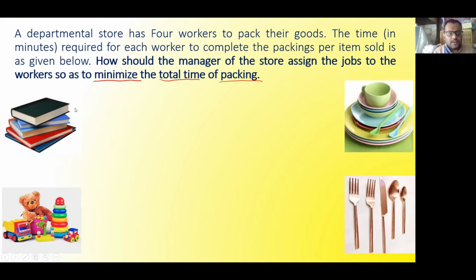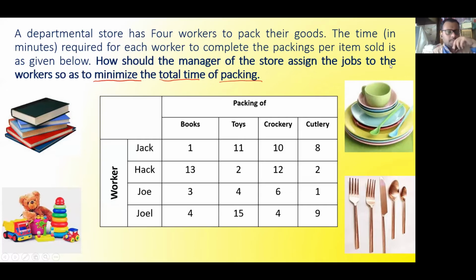So here are the 4 different goods that are to be packed. That are books, let us say toys, then cutlery and crockery. So these are 4 items, and let me give you the matrix. The matrix given is as such that there are 4 workers: Jack, Hack, Joe, and Joel, and there are 4 different types of goods that are books, toys, crockery, and cutlery. Now I believe that you all know how to read the matrix.